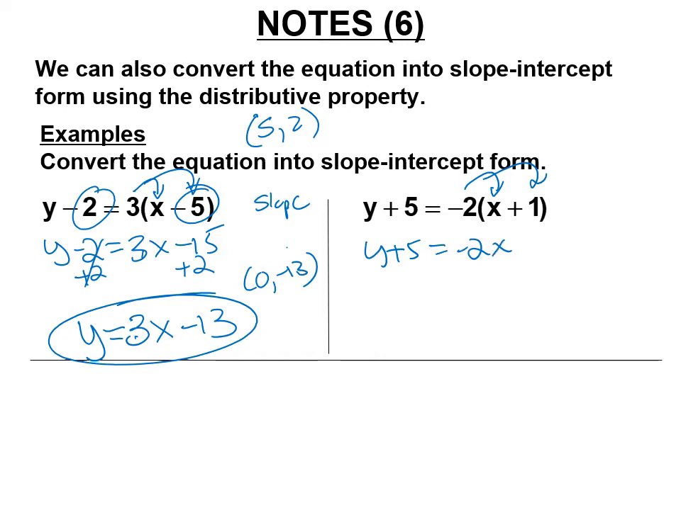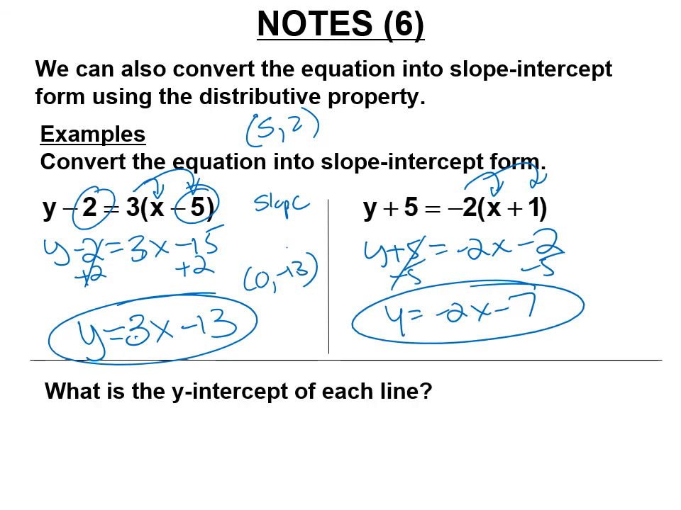Distributive property, -2x minus 2. Subtract 5 from both sides. Y equals -2x minus 7. All right, so I already did it for that. The y-intercept here is 0, -7.